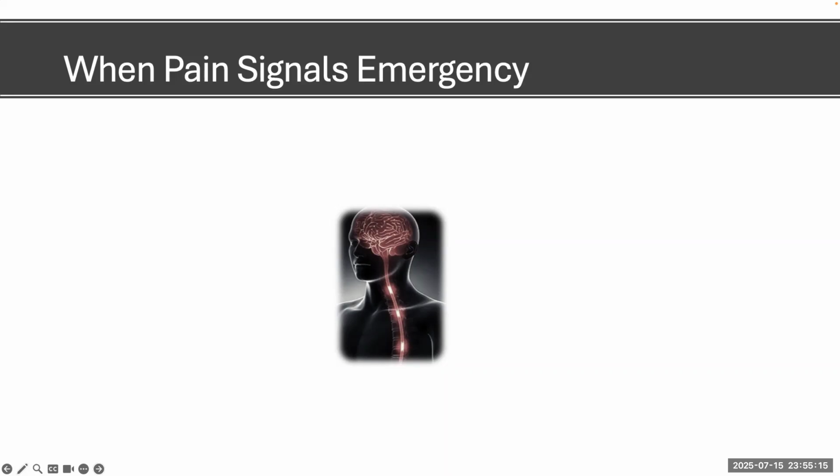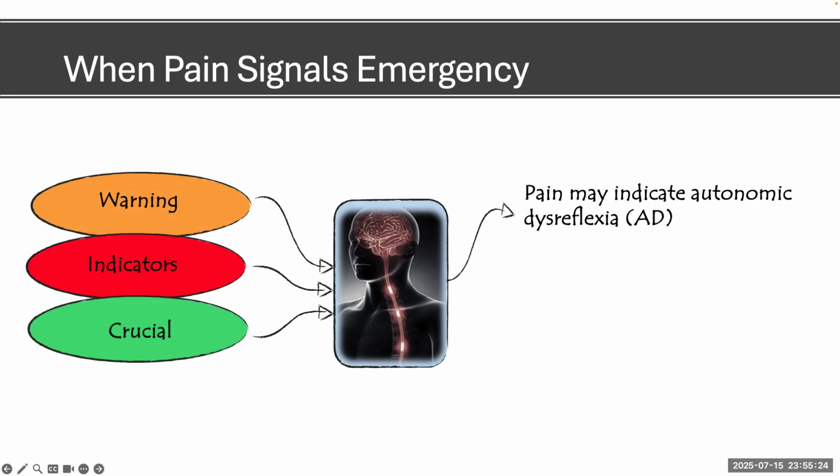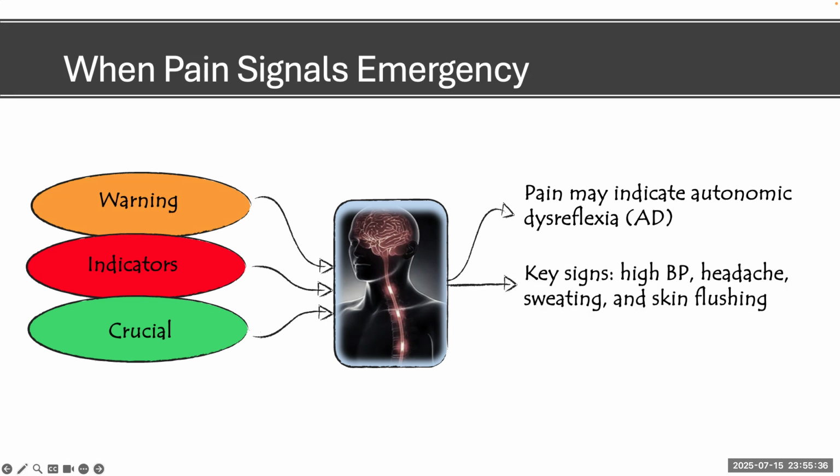In SCI care, we must always consider the possibility that pain isn't just discomfort, it could be an emergency. Autonomic dysreflexia, or AD, is one of the most serious complications seen in patients with injuries at or above T6. It is triggered by noxious stimuli below the level of injury, such as a full bladder, impacted bowel, or skin irritation. Pain is often the first warning sign. Accompanying symptoms include a pounding headache, sudden rise in blood pressure, facial flushing, sweating, and bradycardia. If not addressed immediately, AD can escalate into seizures, stroke, or cardiac arrest.